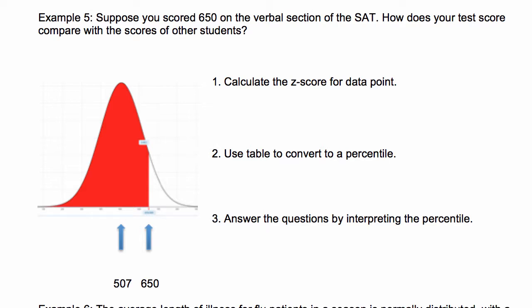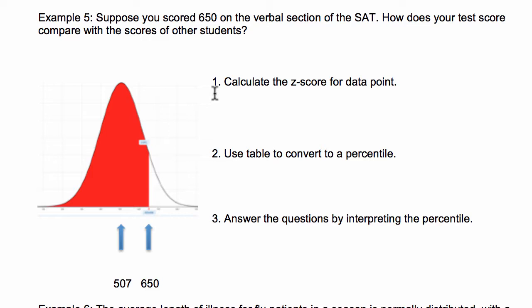Example 5. Suppose you scored 650 on the verbal section of the SAT. How does your score compare with the scores of the other students? We might answer this by giving the percentage of students who scored less than or equal to 650. That is, giving the percentile of the data point 650. To find the percentile, we can follow the following steps.